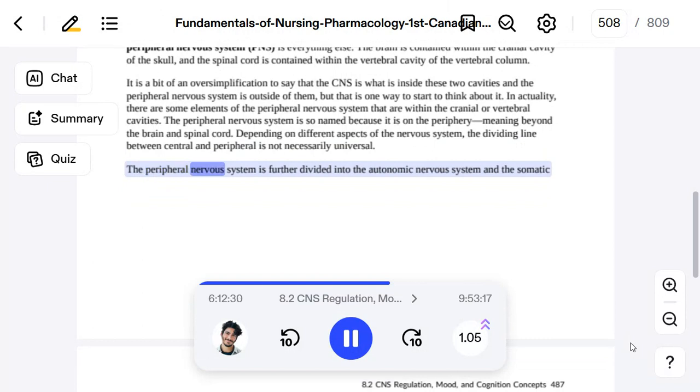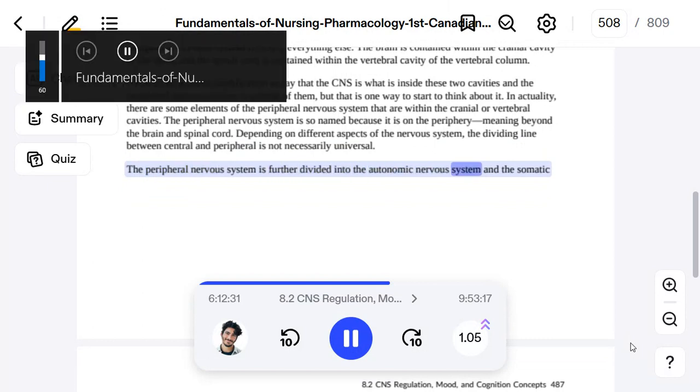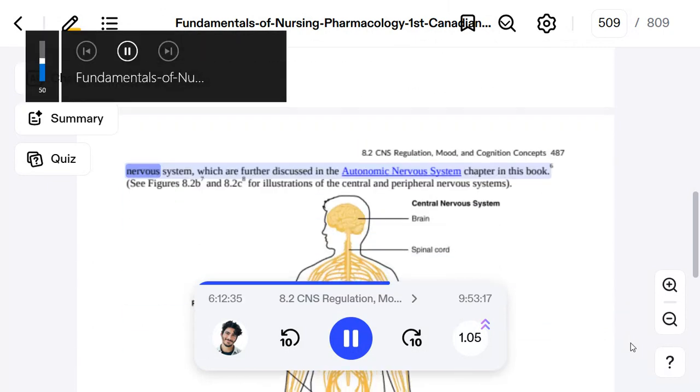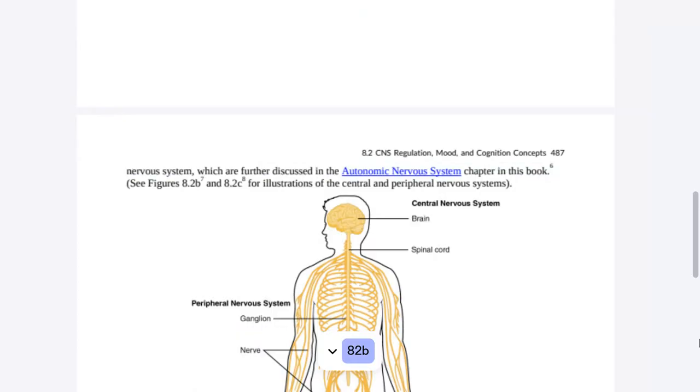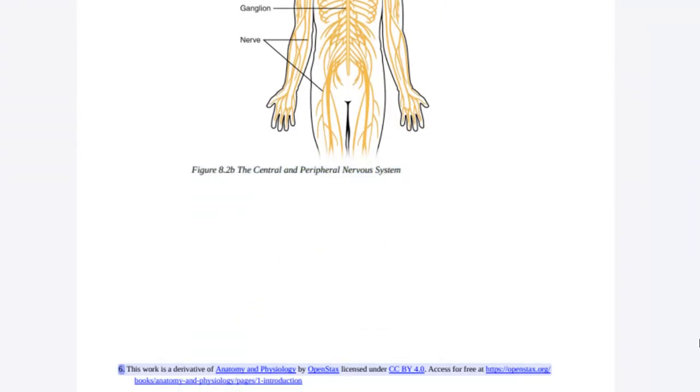The peripheral nervous system is further divided into the autonomic nervous system and the somatic nervous system, which are further discussed in the autonomic nervous system chapter in this book. Figure 8.2 B. The central and peripheral nervous system.